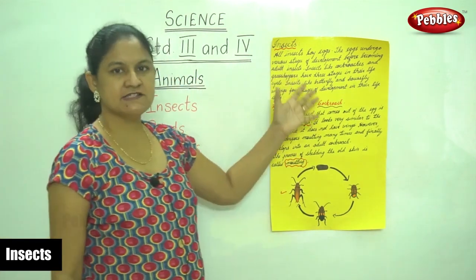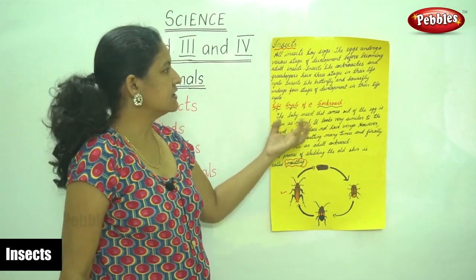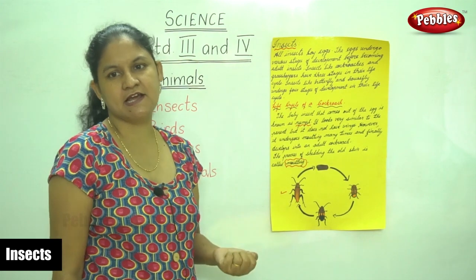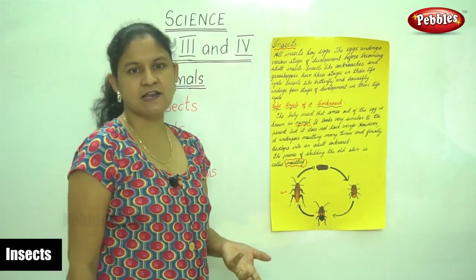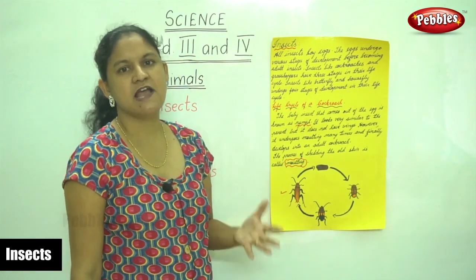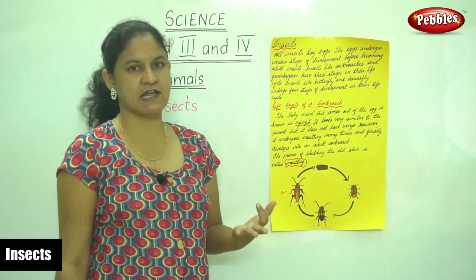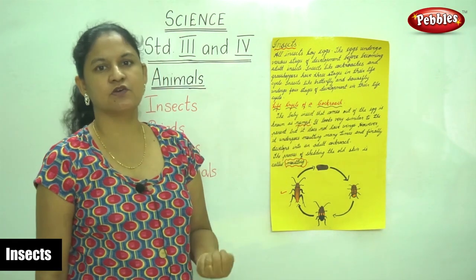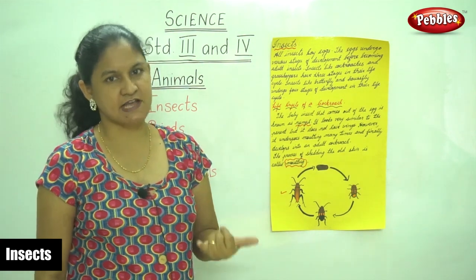So all insects lay eggs, and they undergo various stages of development before becoming an adult insect. Insects like your grasshopper and your cockroach have 3 stages in their life cycle, whereas insects like your butterfly and housefly undergo 4 stages in their life cycle.